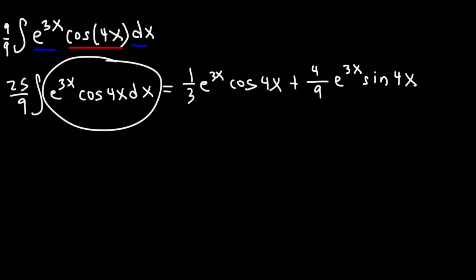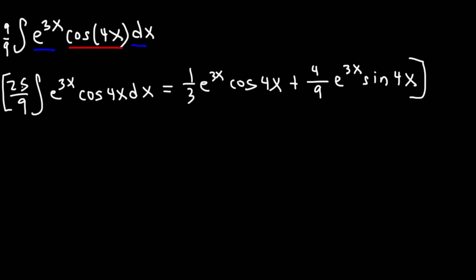Now, to get this to 1, what we're going to do is multiply both sides by the reciprocal of 25 over 9. So that is by 9 over 25. So those two fractions will cancel. On the left side, we're just going to have e to the 3x cosine 4x dx.